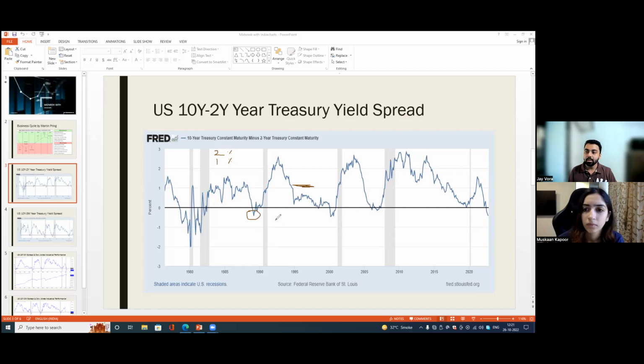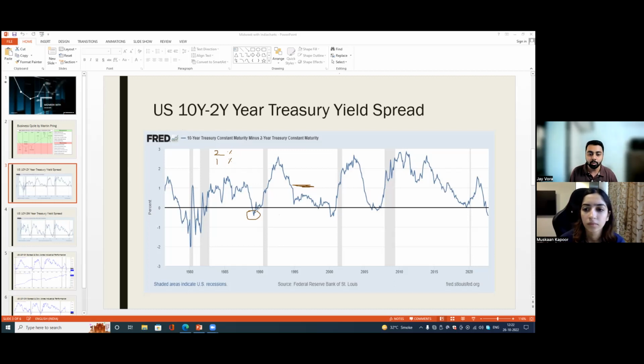And it is said that whenever the 2 and the 10-year normally inverts, you can expect a recession to kick in, probably in 12 to 15 months. Okay. So this I had got it from the US website. So this was fred.com.